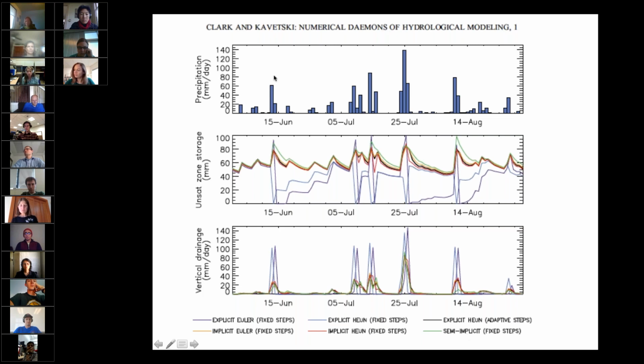And you can see that the two that are explicit, that are only using the values at the start of the time step, have unsaturated zone storage that jumps all over the place and has vertical drainage that spikes, whereas everything else looks much more physically realistic. So you get numerical instabilities, and it's not a good idea to put that in your model. So that's what all that is about.